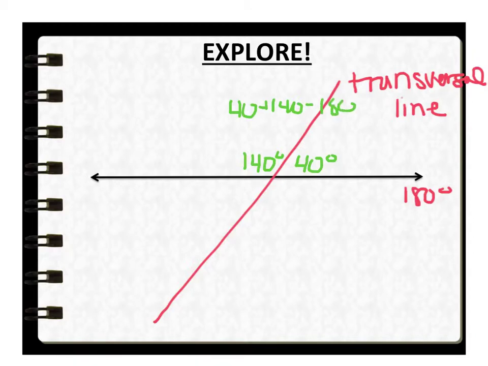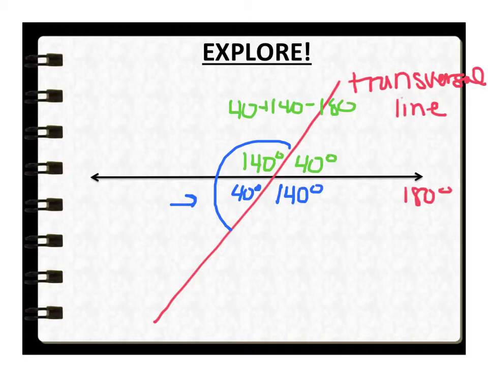I also can figure out that this angle right here is 40 degrees because if I look at this straight line, we have 140 plus 40 again, and that's 180. And I know that this angle right here is also 140 degrees. Looks like there's a pattern developing.